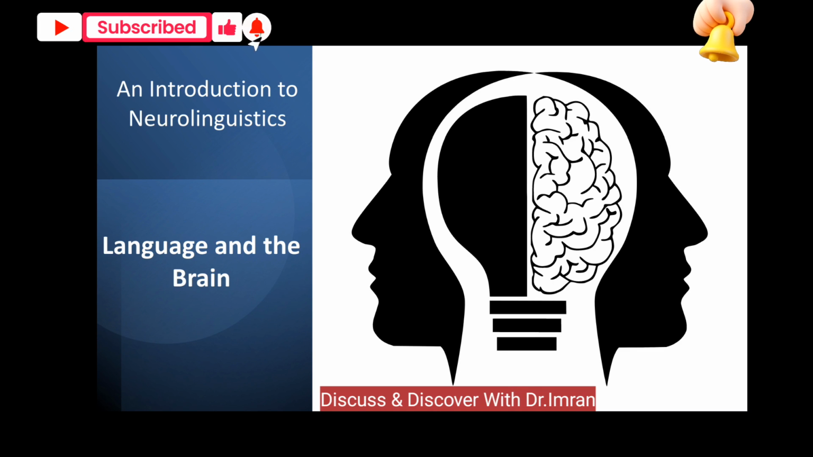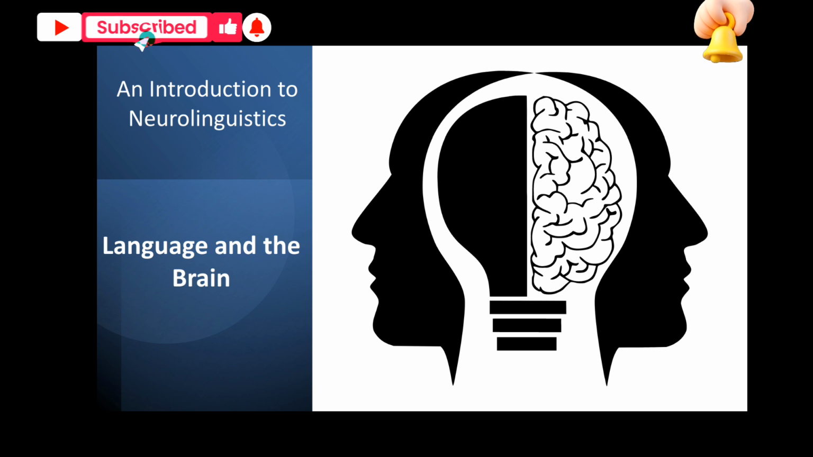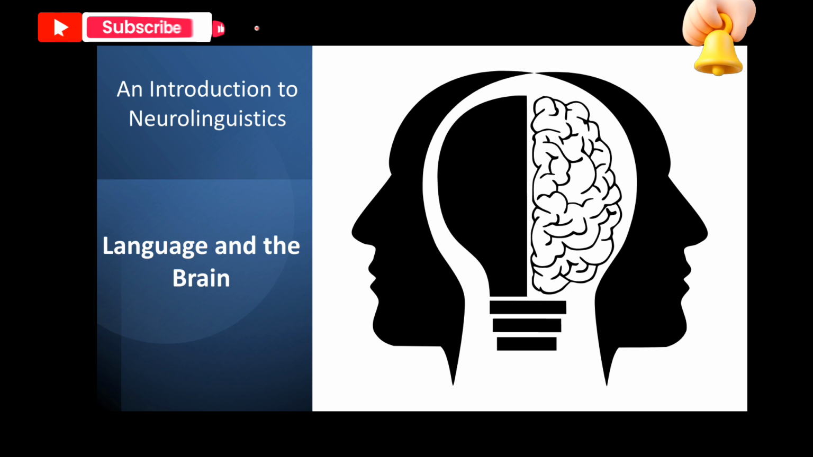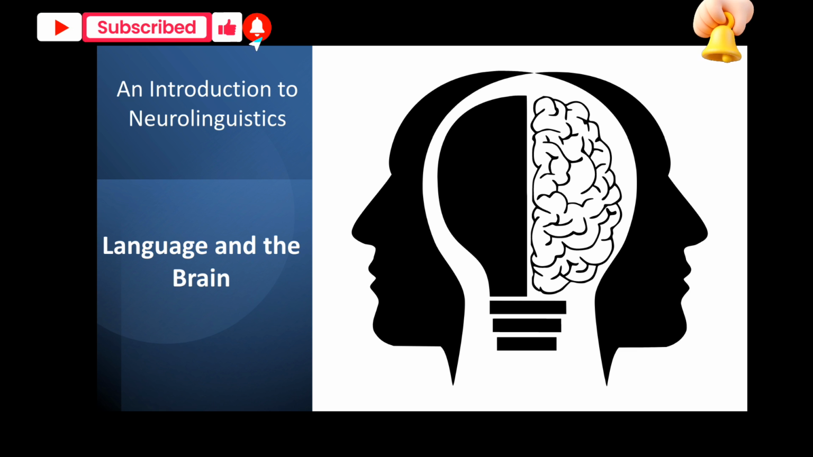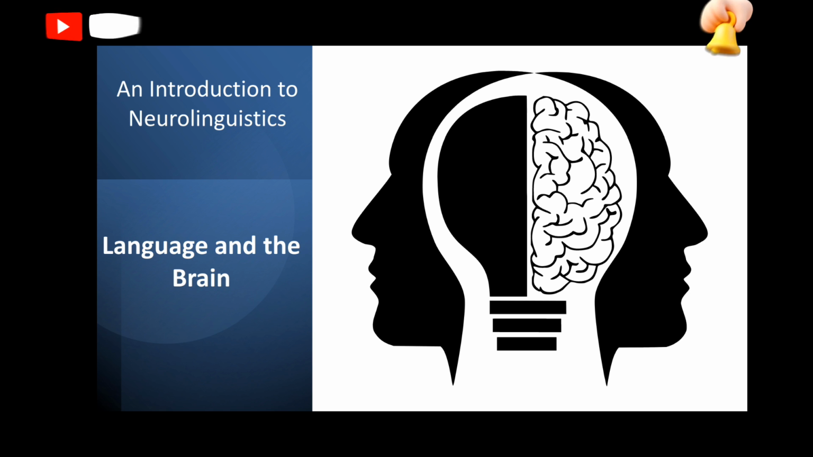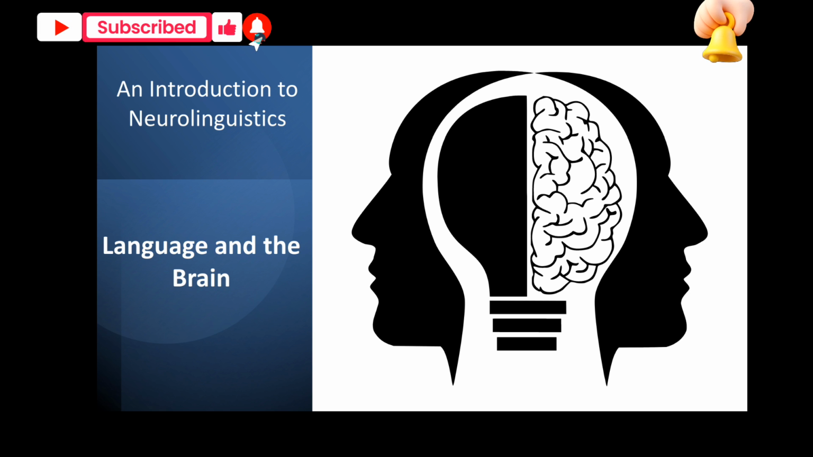Hello everyone. Today we will discuss a very interesting topic in the field of psycholinguistics. Within the field of psycholinguistics, we have a sub-branch that is known as neurolinguistics. So today's topic is relevant to the sub-branch of psycholinguistics, that is neurolinguistics. So we will discuss in detail the relationship between language and mind.